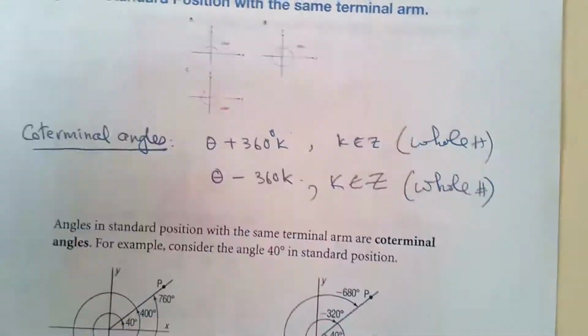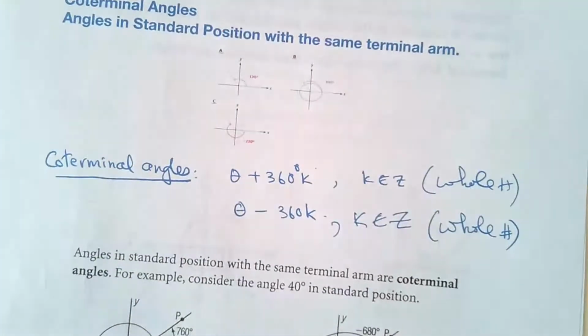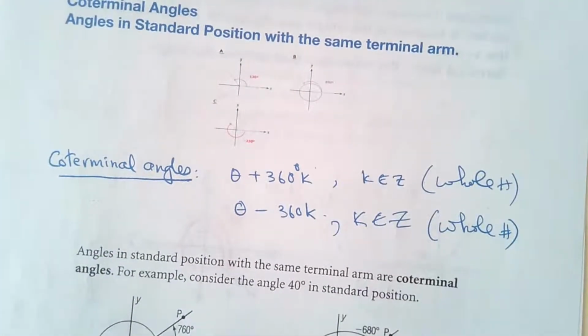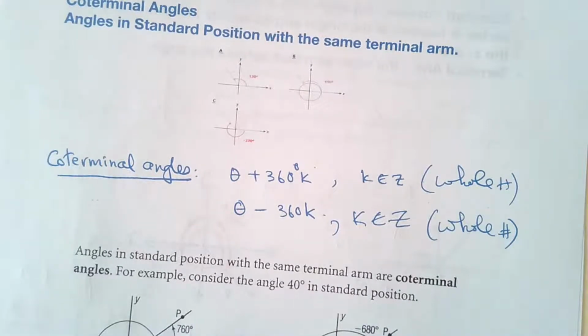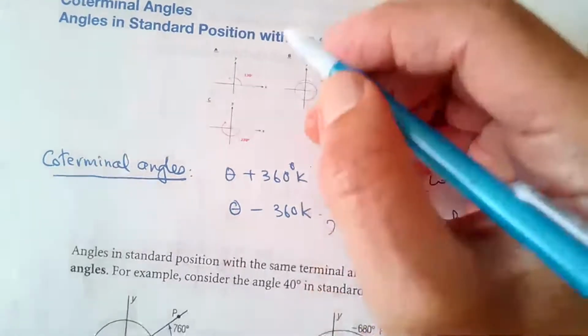Now, let's look at coterminal angles. Angles in standard position with the same terminal arm. That's the definition of coterminal. Now, there's an infinite amount of coterminal angles. This one didn't show up that well.